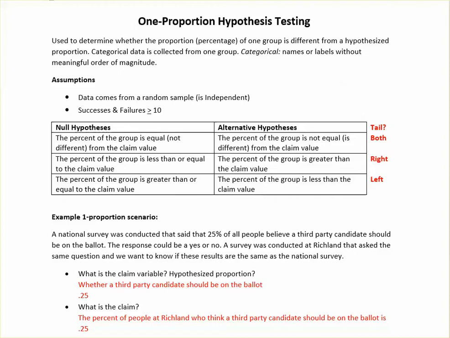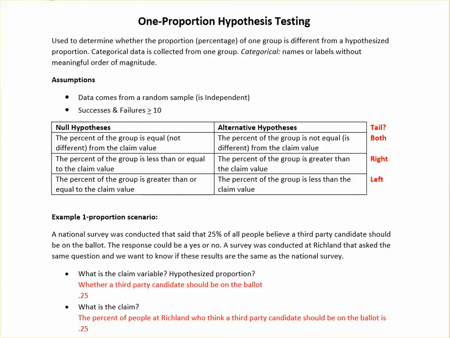It does use categorical data, which is collected from one group. Remember, categorical is names or labels without meaningful order of magnitude. So it's a yes or a no. It's did people who were released from jail go back to jail, or did they stay out of jail? So it's a category. It's not anything with any real actual number value.